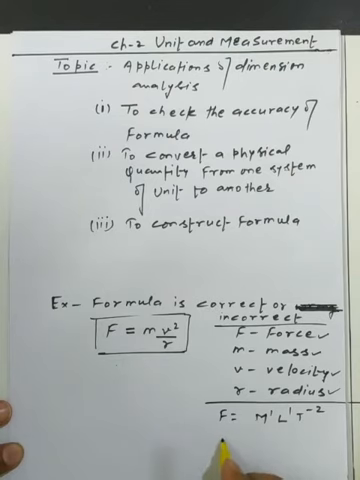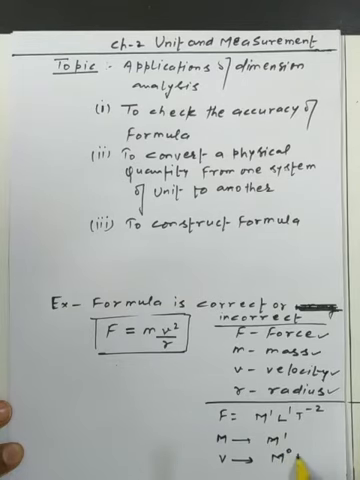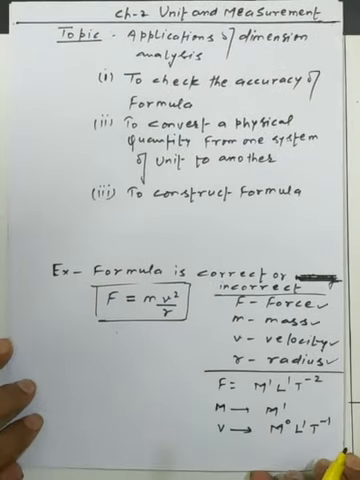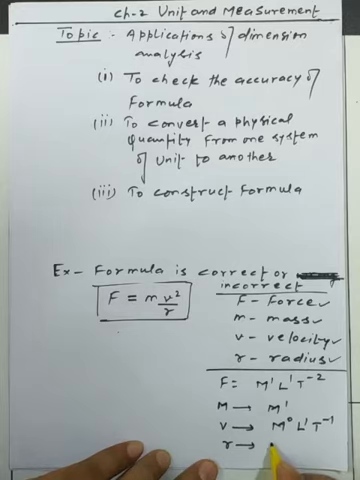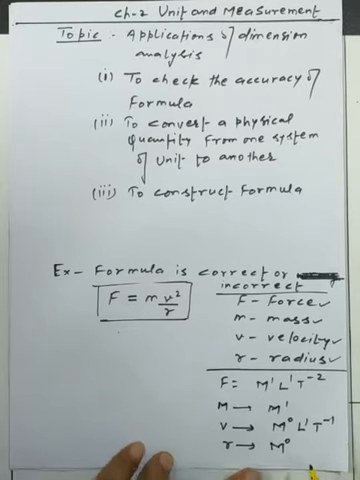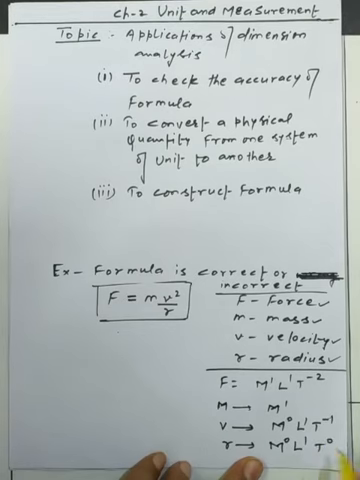Now mass is simply represented as M1. Velocity has the dimensional formula M0 L1 T minus 1. Now the radius: radius is simply a length. So radius r has the dimensional formula M0 L1 T0, and simply we can write it as M0 L1 T0. Either you write it like this or just L, since the others have no meaning.